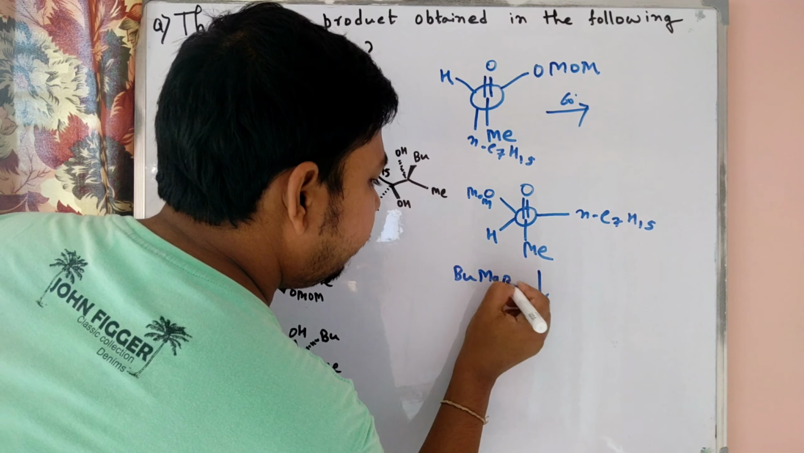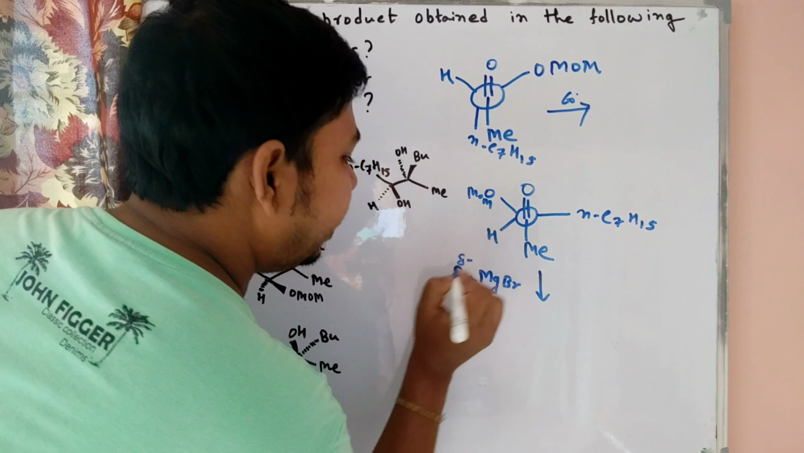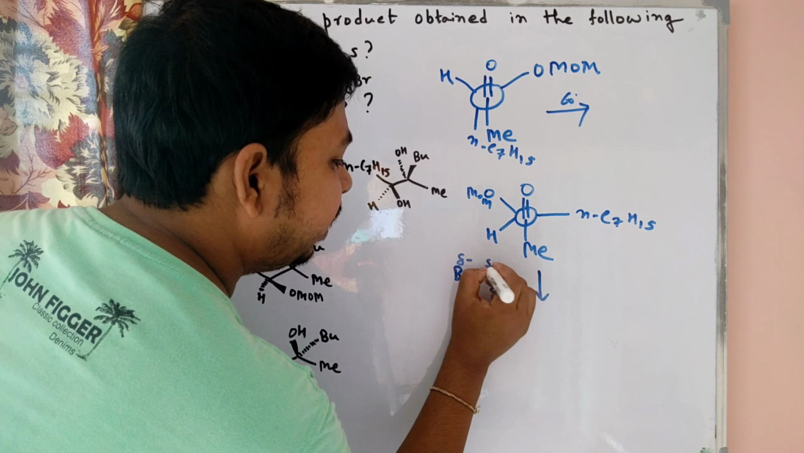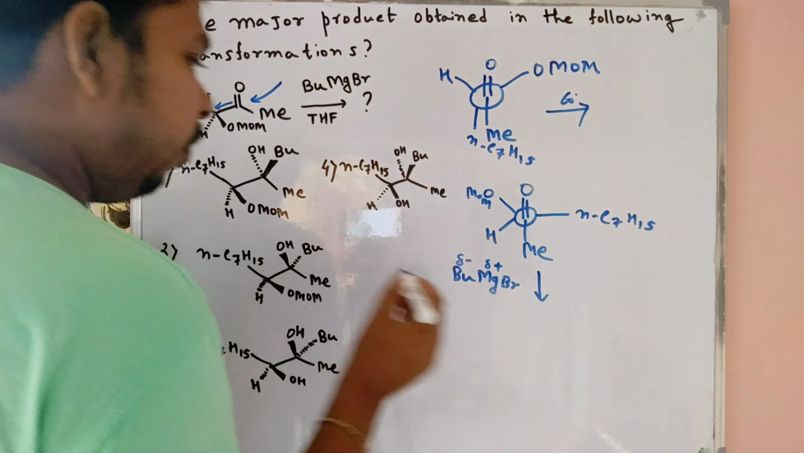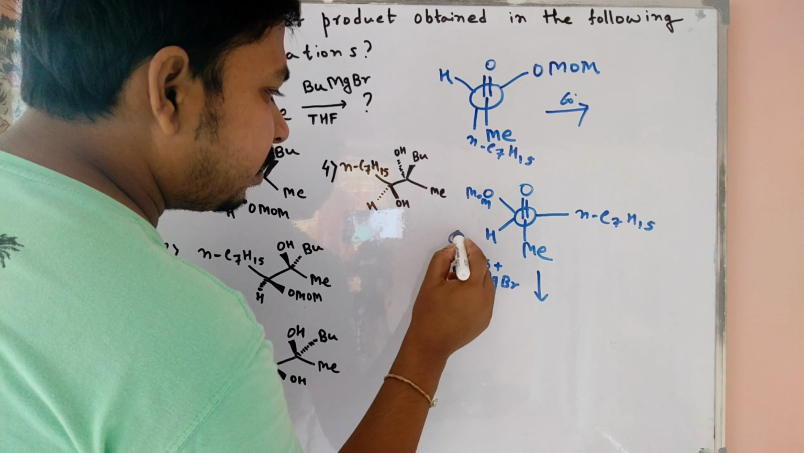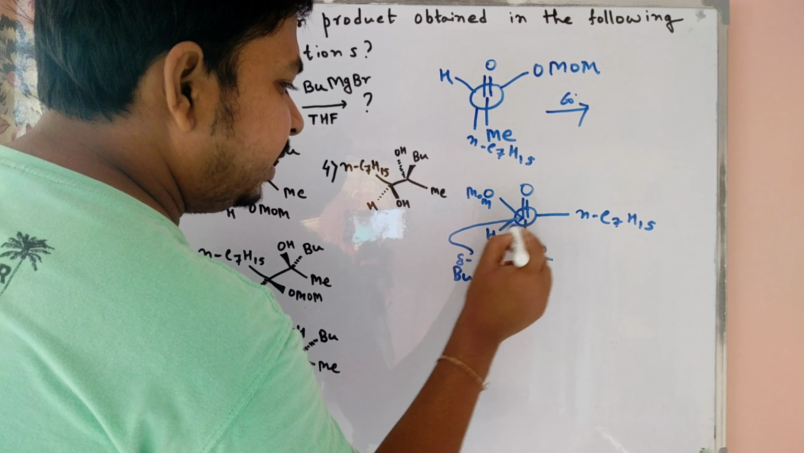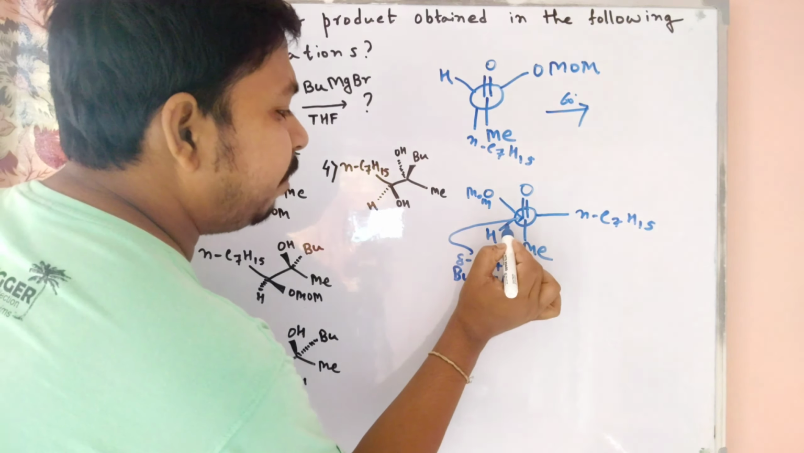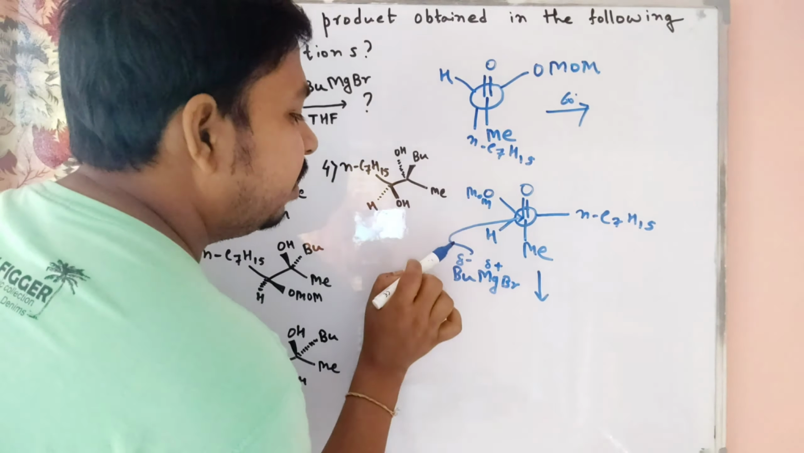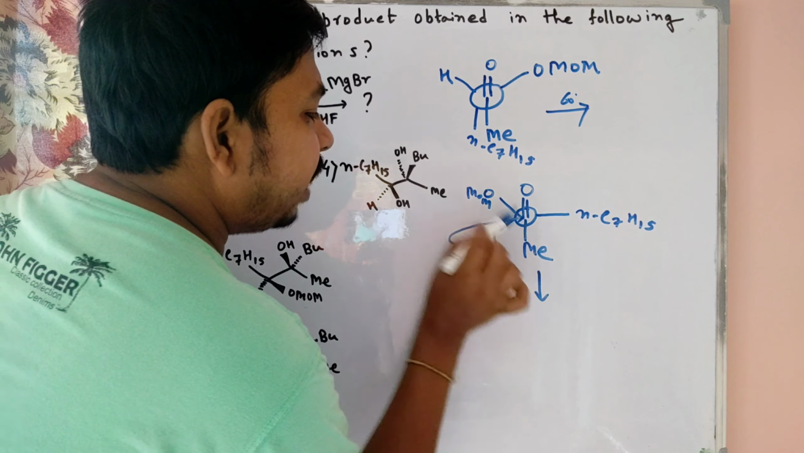In this reaction, BuMgBr is present. Here is delta minus; we know that in a Grignard reaction, the delta plus charge is here and delta minus is here. So only the butyl group attacks at that center. At which site does it attack? Where hydrogen is present, because there is less repulsion. So the butyl group attacks here.